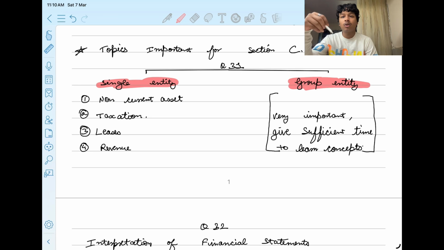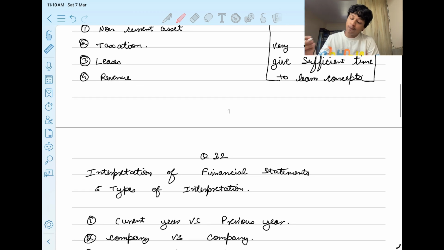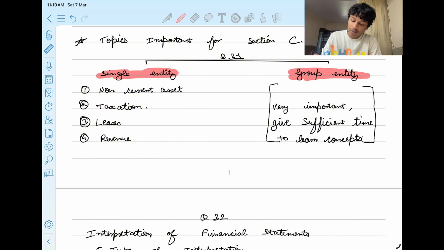So group entity consolidation is all important because anything can be asked in that question. So you have to be thorough with your consolidation, and you should work on it, right? Because it is the most important part. Approximately, if Section C is from group entity, you will get around 25 to 30 marks from consolidation itself.